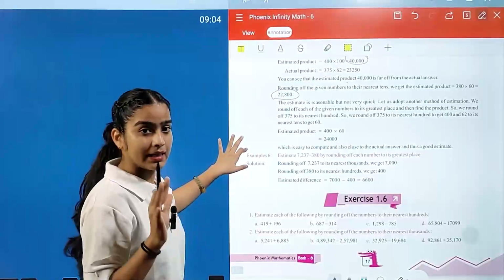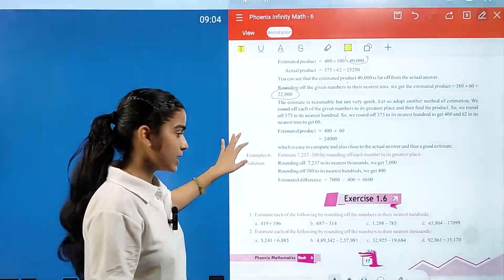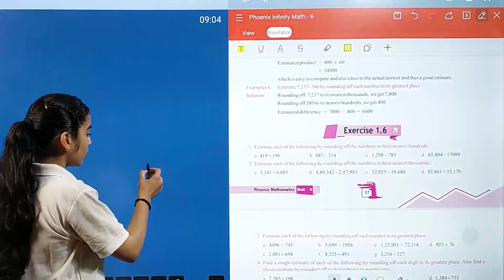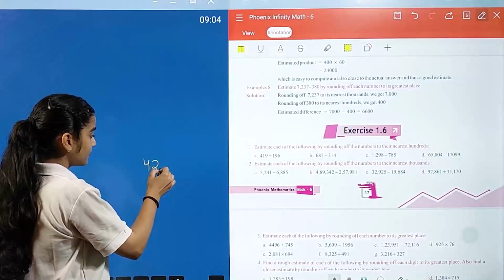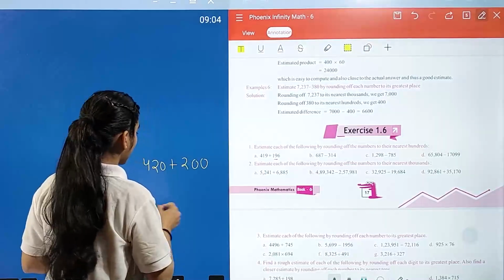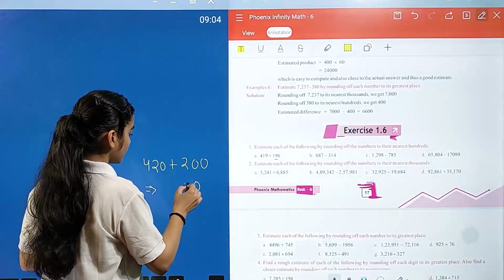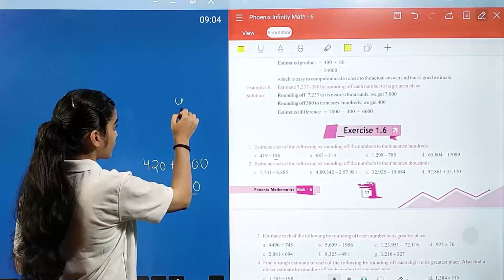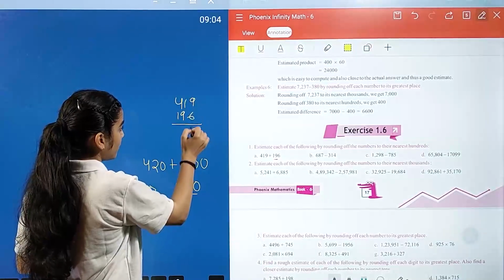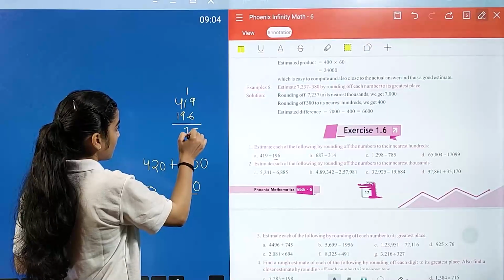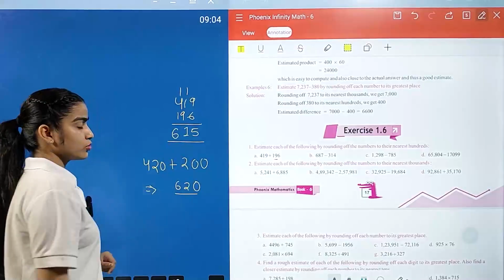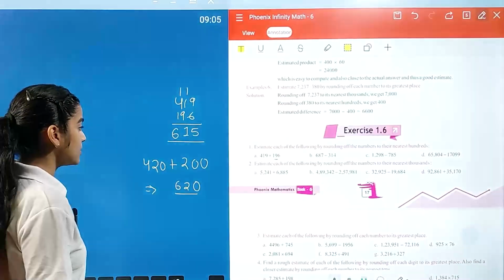So now you can relate and you can easily understand how you have to estimate your numbers. Estimate each of the following by rounding off the numbers to the nearest 100. So 419 will be shifted to 420 and 196 to 200. So while adding them, we have 620. Here we take the actual addition of it, 419 plus 196, which is 615. So that is very close to your answer, 615 and 620. It means you're doing correct.